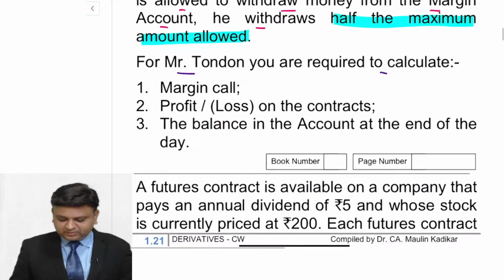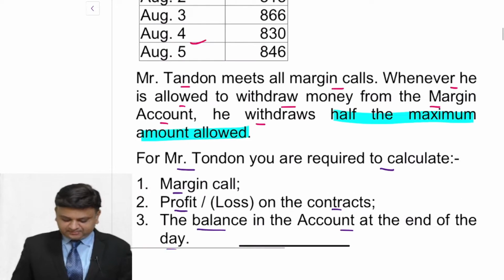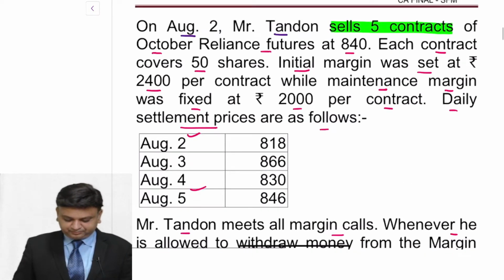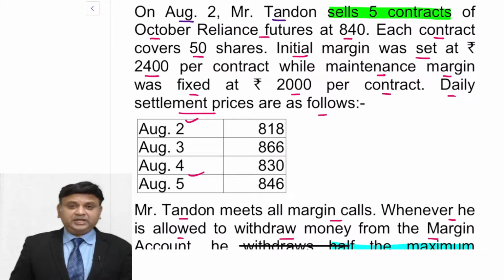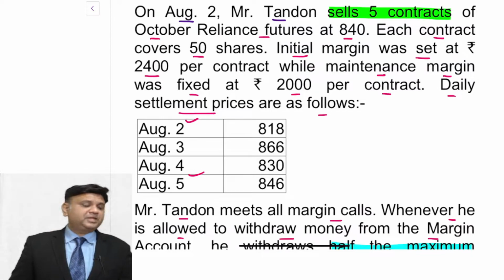For Mr. Tandon, you are required to calculate, first is margin call, second is the profit or loss on the futures contract, and third the balance in the account at the end of each day. That is the question. I want you to prepare the first 3 working notes on your own. The first is the initial margin, second is the maintenance margin, and third is the profit or loss on daily basis.